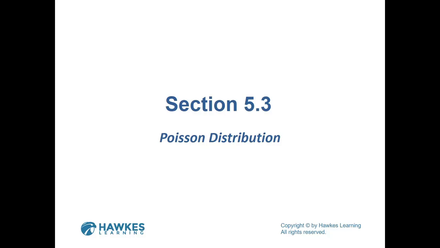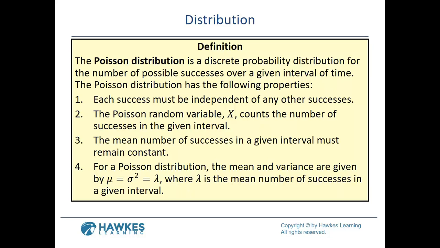Let's talk about section 5.3, Poisson's distribution. Now, the Poisson distribution is a discrete probability distribution for the number of possible successes over a given interval of time. Remind yourself of the word discrete. It means that we're looking at a variable that is countable. It's discrete in the meaning of how we can count it.